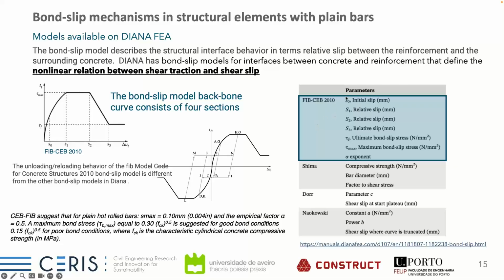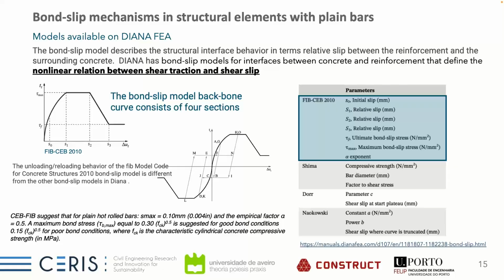But of course, it's a model that will need some additional parameters because the backbone is more complete, and there are some relations available in the literature, some proposals available for the S max, the alpha for a 0.5 value, and here the maximum bond stress with some value around 0.3 the square root of the compressive strength for the concrete in cylindrical concrete compressive strength, and 0.15 if we have poor conditions.